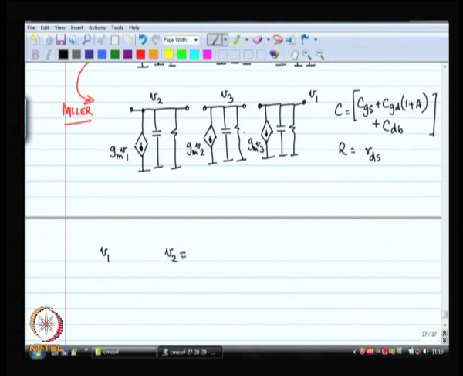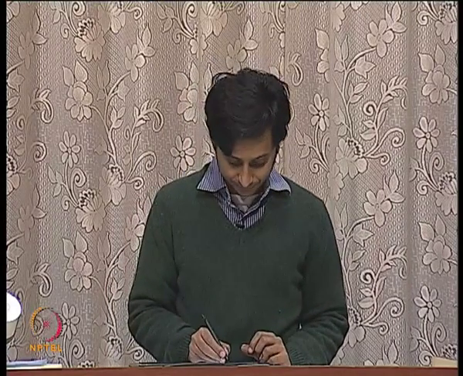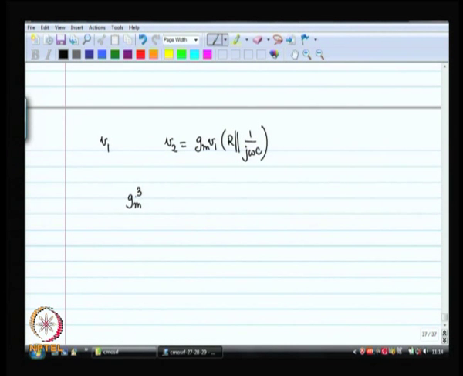So, if I have got V1, then V2 is equal to Gm times V1, this is the current, times the impedance. The impedance is really R parallel 1 by j omega C. If I have got V2, then V3 is the same factor times V2, and if I have got V3, then V1 is the same factor times V3. So, the loop gain of the system is Gm cubed times R parallel 1 by j omega C whole cubed. This is the loop gain, negative. I am sorry, there was a minus sign that I missed out.